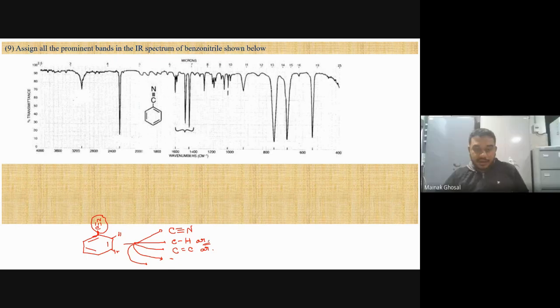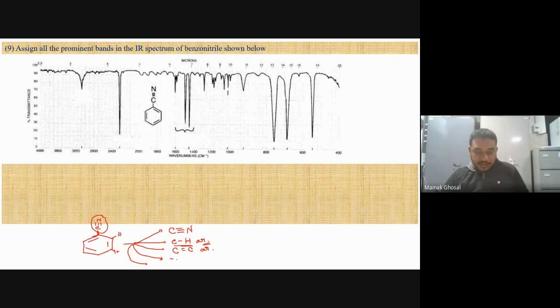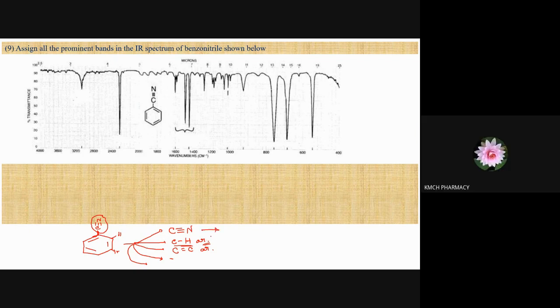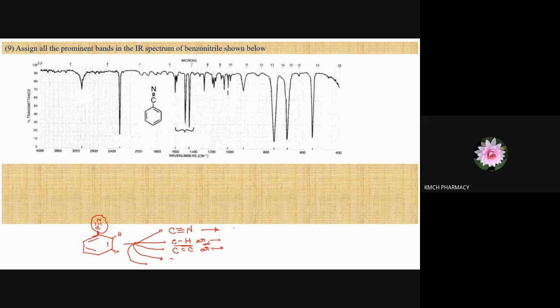Yes, but you have told the CH aromatic already. Anything else? I think all are done. C triple bond N, yes, is the nitrile group, right? So where do you expect the CN, where do you expect the CH, and where do you expect C double bond C? The one which you already made a bracket is for the C double bond C aromatic, 1600 to 1400.